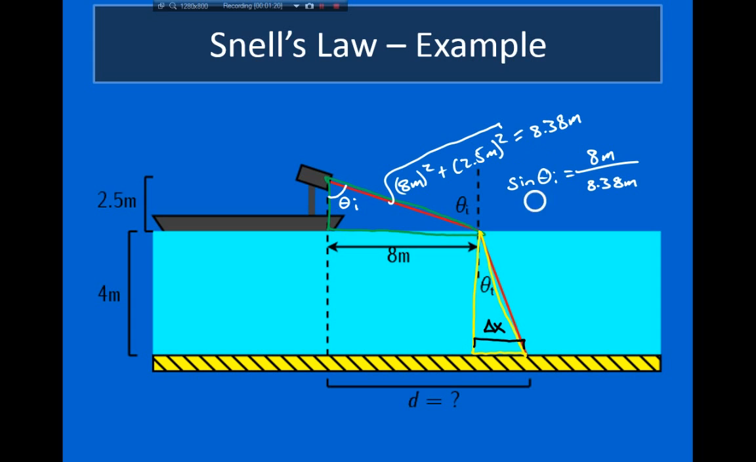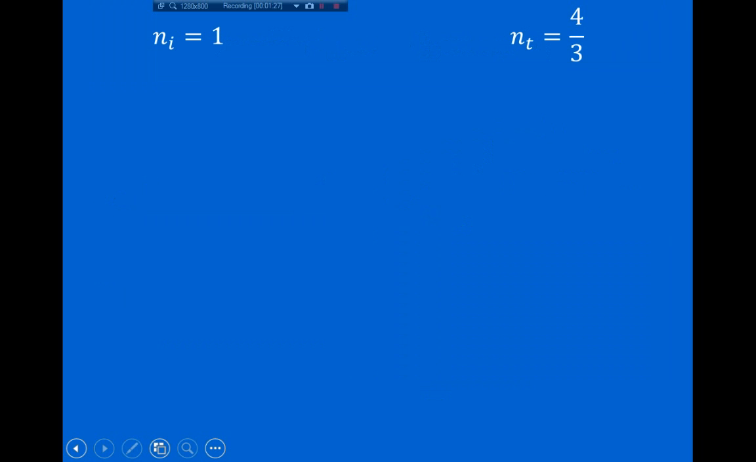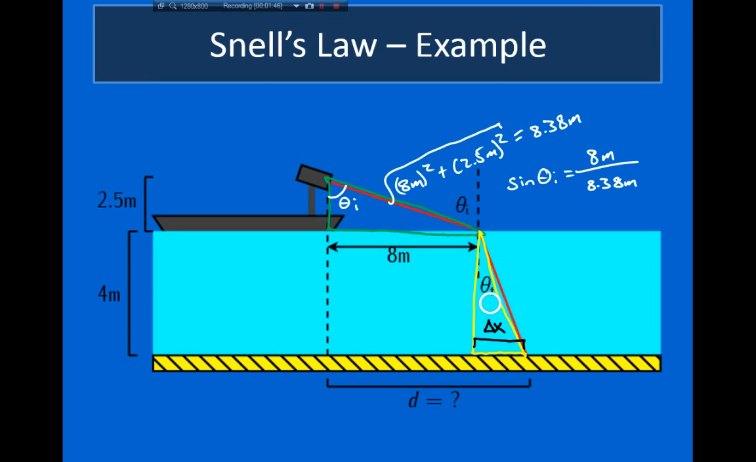And I'm going to need this because remember, Snell's law involves the sine of the angle of incidence. So let me just write this down as one of the things that I know. So we know that the sine of my angle of incidence is equal to 8 meters divided by 8.38 meters. And what I'm interested in finding is this distance, delta x. So the first thing I need to do is figure out my transmitted angle. Once I know my transmitted angle, I can use this triangle down here to calculate delta x.